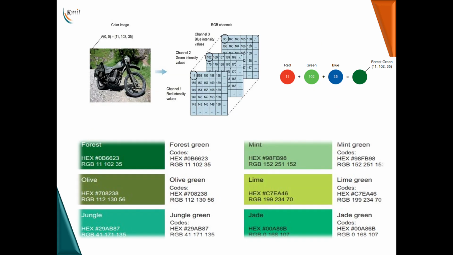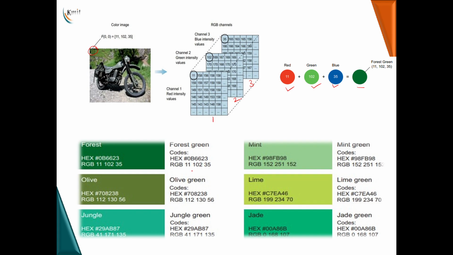This is the colored image. You can see here I have three dimensions, one for R, one for G and one for B. These are the three channels: first channel, second channel and third channel. For example, I am concentrating only on this part of my image. In this part, intensity value of R is 11, intensity value of green is 102 and intensity of blue is 35. Combination of 11, 102 and 35 will result in a forest green color, which is this color.